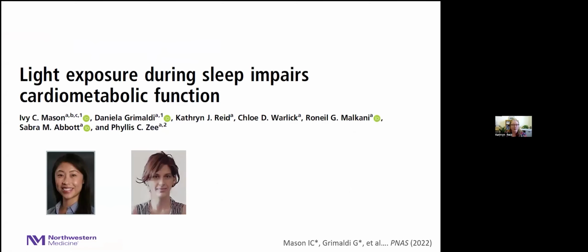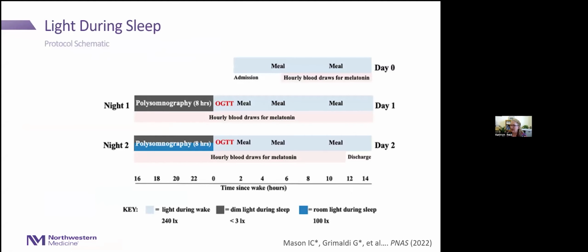We followed up this study more recently, and this is also led by Ivy and Dr. Daniela Grimaldi here at Northwestern, where we're now interested in looking at light exposure's effects at nighttime during sleep on cardiometabolic function. And in this study, individuals either had the first night in darkness, or they were randomized to either a light condition or dim light. And then during wake, light was 240 lux, and at night it was dark or less than 3 lux, and when they were sleeping in the light condition, about 100 lux at nighttime.